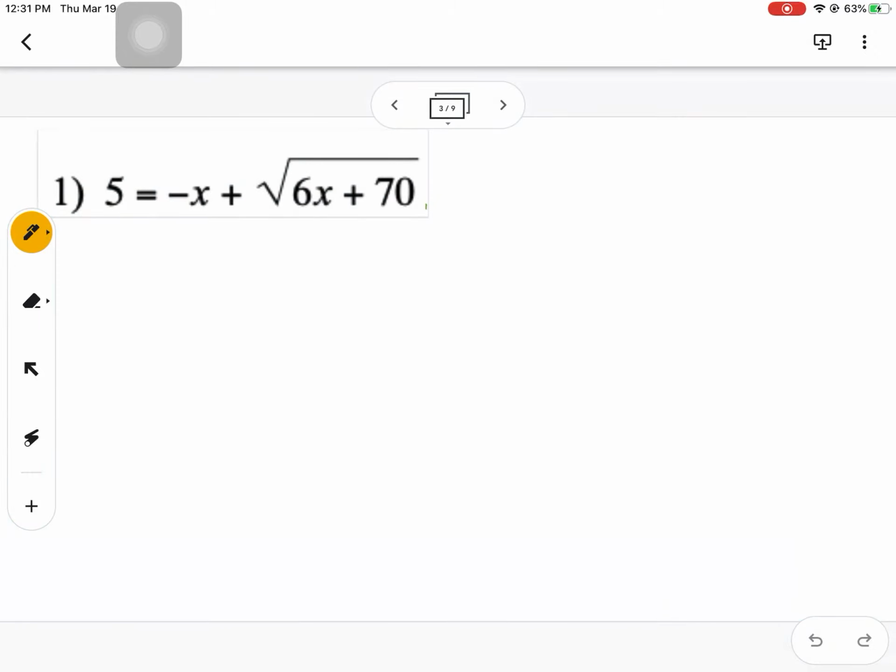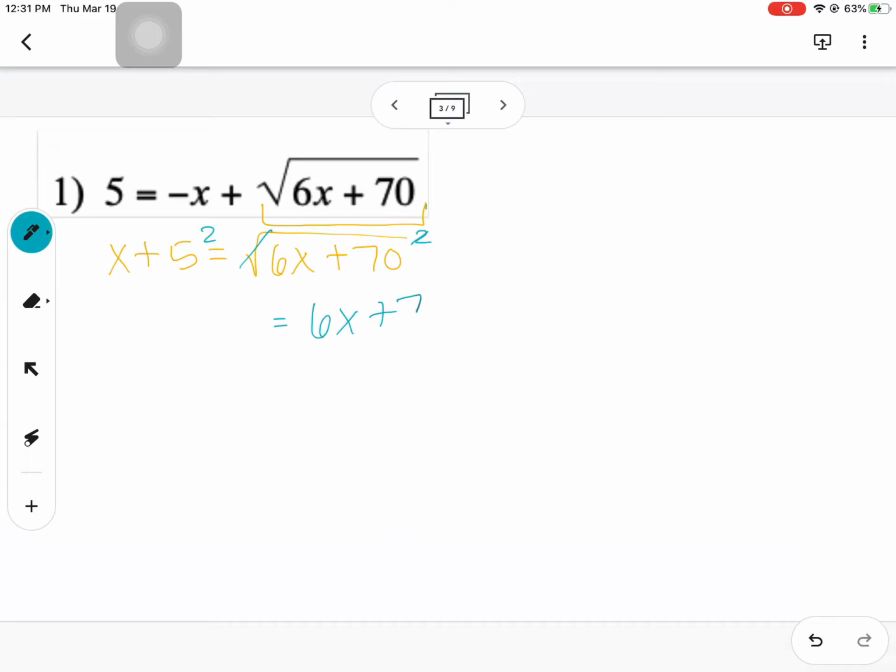In Unit 3A, we took it a step further and did a slightly more complicated version of the same thing that I'll talk you through here. You still need to isolate this radical first. So I'm going to add 5 over, so you get x plus 5 equals the square root of 6x plus 70. And then we still need to square both sides.